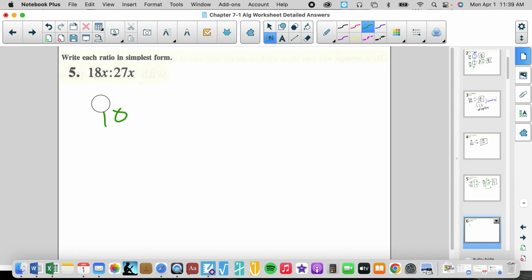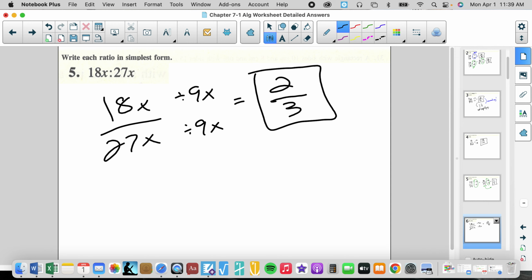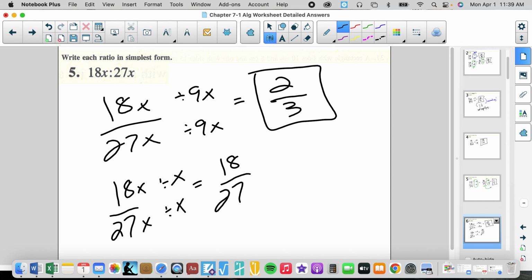Here's our first variable one. 18x/27x, we can reduce it by 9x, and that would give us 2/3. The other way is you can just reduce it by x first, which gives you 18/27, and then reduce it by 9, which gives us 2/3.